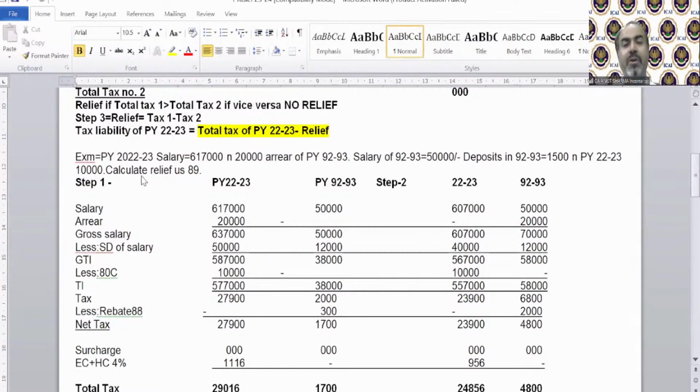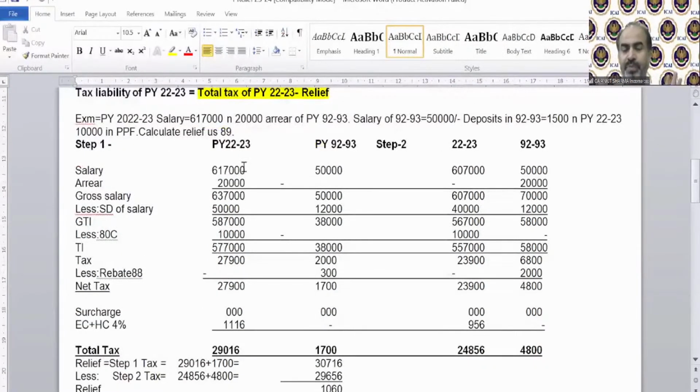For example, previous year 22-23 salary is 6,17,000 and 20,000 arrear of previous year 92-93. Salary of 92-93 was 50,000 only, and deposit in 92-93 was 1,500, and in previous year 22-23, 10,000 in PPF. Calculate relief under section 89. So what do we need to do? In step number 1, current year salary 6,17,000, include arrear 20,000. Now it comes to 6,37,000.